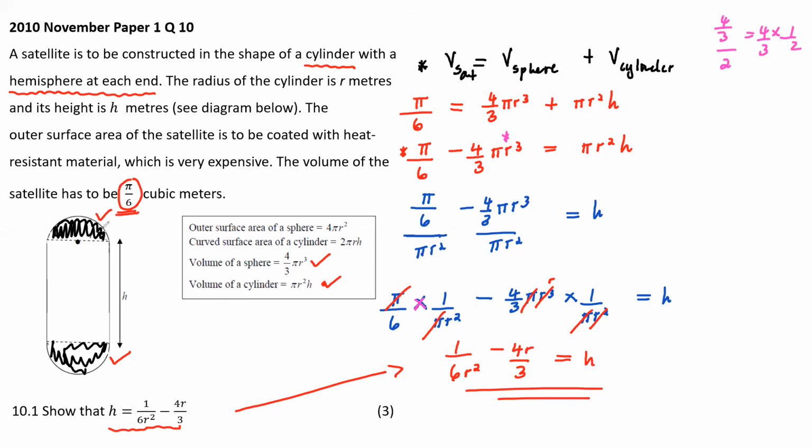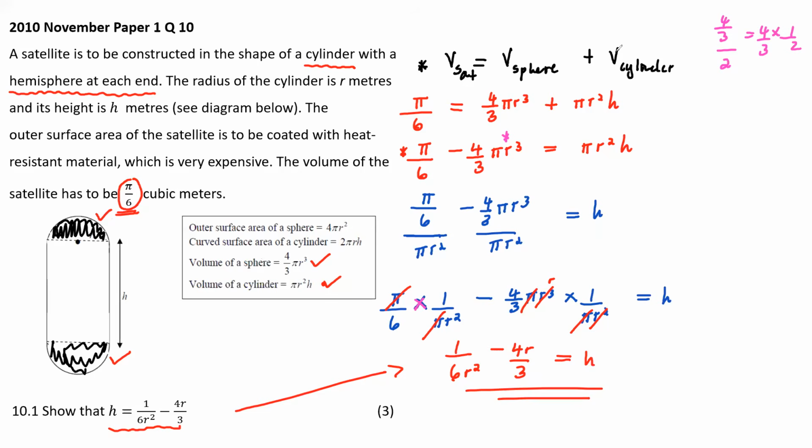There is no rectangle. It's a cylinder. This is a cylinder. It's not a rectangle. This whole shape is cylindrical, and then there are hemispheres at the end. That's why they gave you the formulas of the sphere and the cylinder.